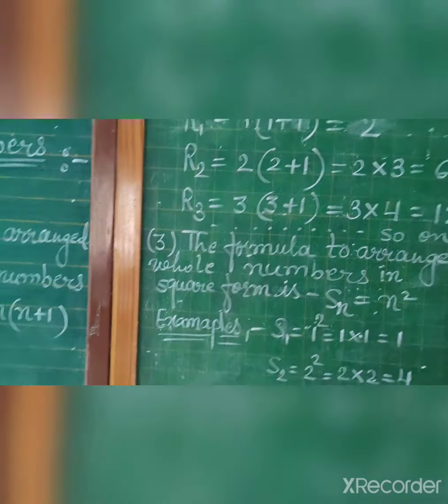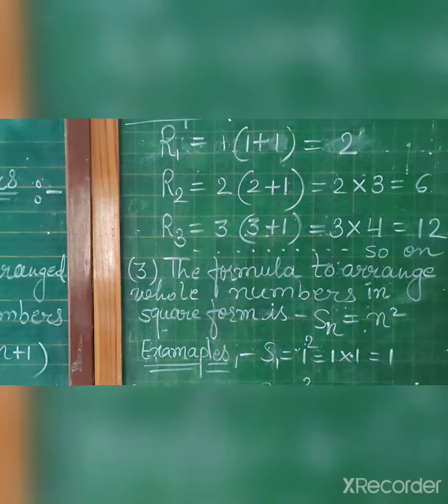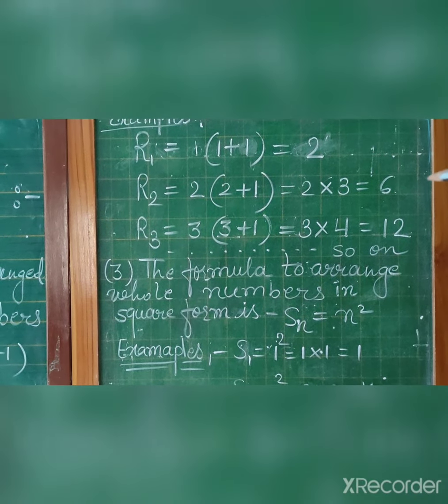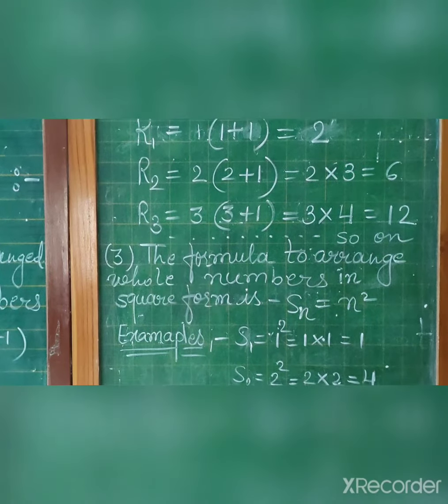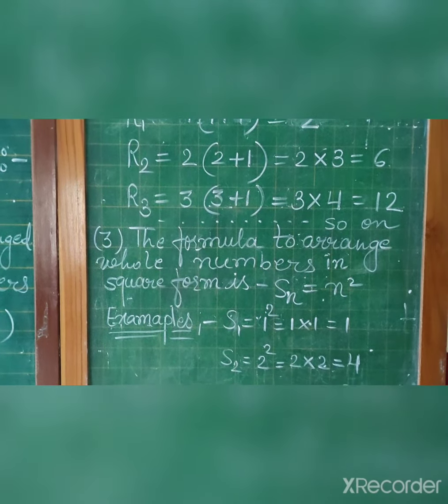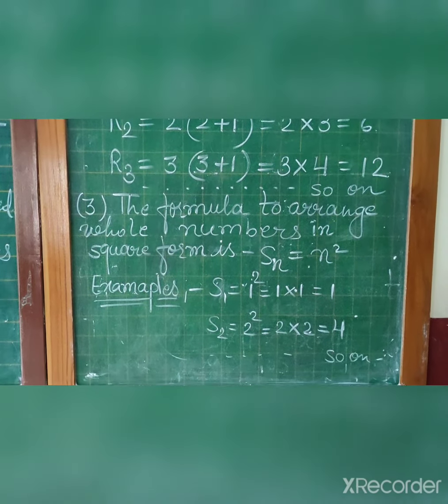Then R2: in place of n, 2 in the bracket 2 plus 1. So 2 into 2 plus 1. The next number, 6, we can represent in the rectangular form. In this way we can easily know which number will be represented in rectangular form.